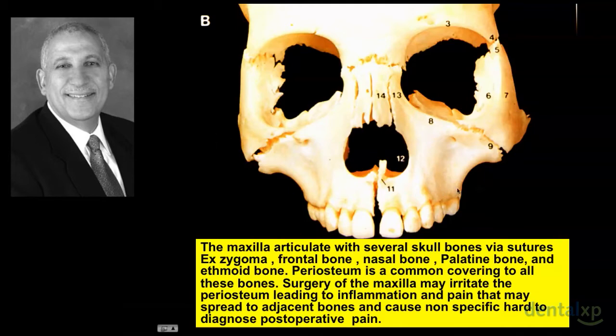So if you're doing surgery on the maxilla, sometimes the patient comes back with non-specific pain, and you wonder why he's complaining about pain related to the zygoma, the orbit, the frontal bone or the nasal bone. That's because the maxilla is covered by periosteum, and when you irritate the periosteum, you might get a periosteal inflammation. That periosteum does not end at the maxilla, but also runs on the adjacent bone.